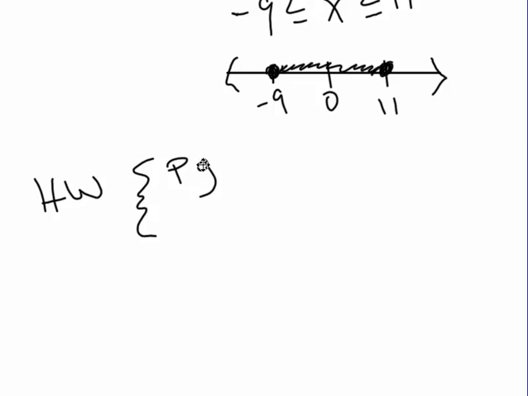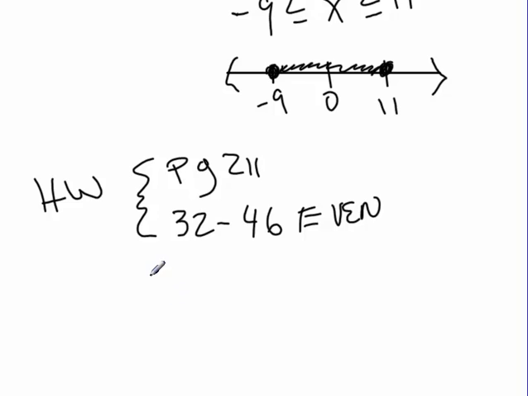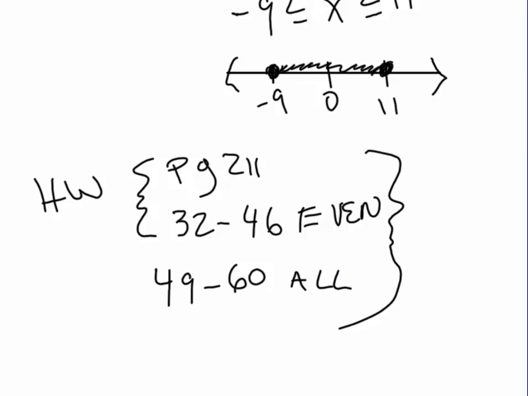Okay, so we want to be very careful here. We're on page 211 again. I want to do problems 32 through 46 even. And then I want to do 49 through 60. So is that 12 problems? Yeah, we can do all those. Alright, and I'll see you in class. Now be careful with this chunk here. There's some equalities and inequalities, so be very, very careful.